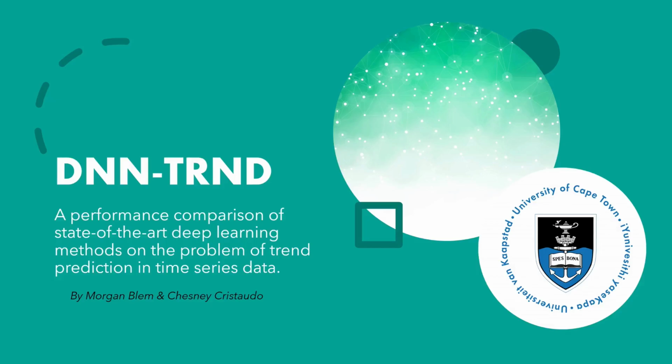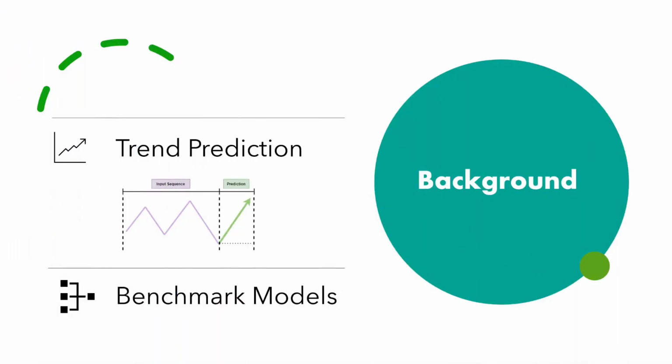DNN trend is a performance comparison of modern state-of-the-art deep learning methods in the problem of time series trend prediction. Trend prediction can be framed in multiple ways. In this study, we refer to using a sequence of past trends in order to predict what will happen next, or more specifically, to predict what the duration and slope of the upcoming trend will be.